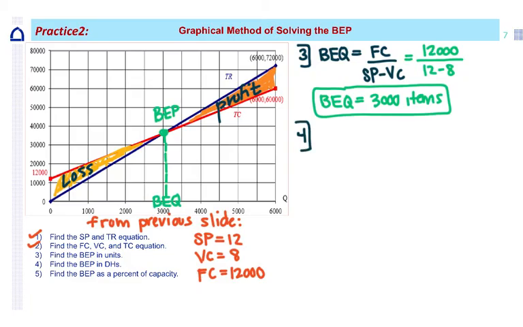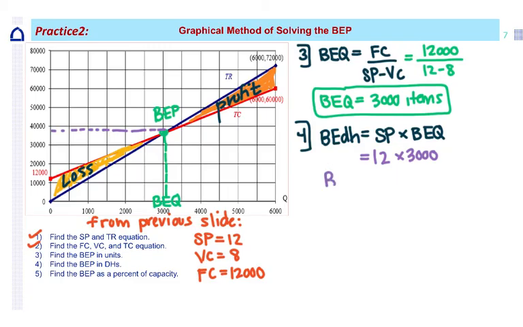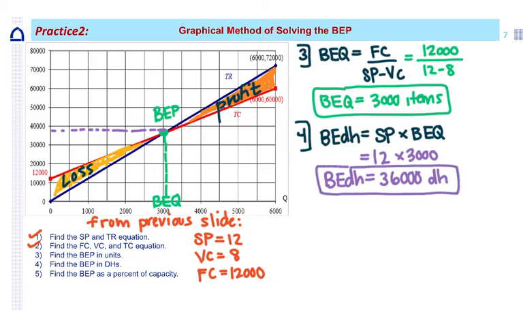In part 4 it says find the break-even point in dirhams, and here we use our logic and say it's just the selling price times the break-even quantity that we just found. It looks like something a little bit less than 40,000. To know exactly, the selling price was 12 and the break-even quantity was 3,000 items. So the break-even amount in dirhams is 36,000 dirhams. The moment we look down at our cash register and see that we have 36,000 dirhams, we know we broke even.